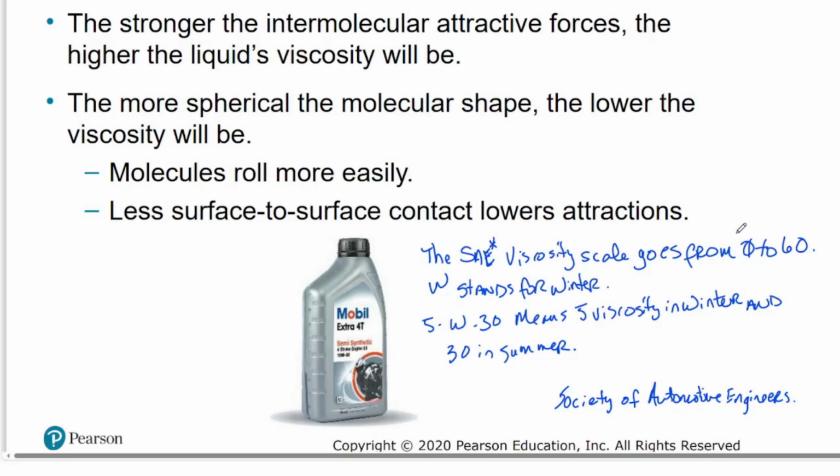This SAE scale goes from 0 to 60, and the W that you see on the front of your motor oil stands for winter. So, for example, a 5W30 motor oil means that the SAE viscosity is 5 in the winter and 30 in the summer. This is due to these motor oils being designed such that the molecules will roll up in the winter when the viscosity is meant to be smaller, and stretch out in the summer when a higher viscosity is necessary in order to lubricate the engine.